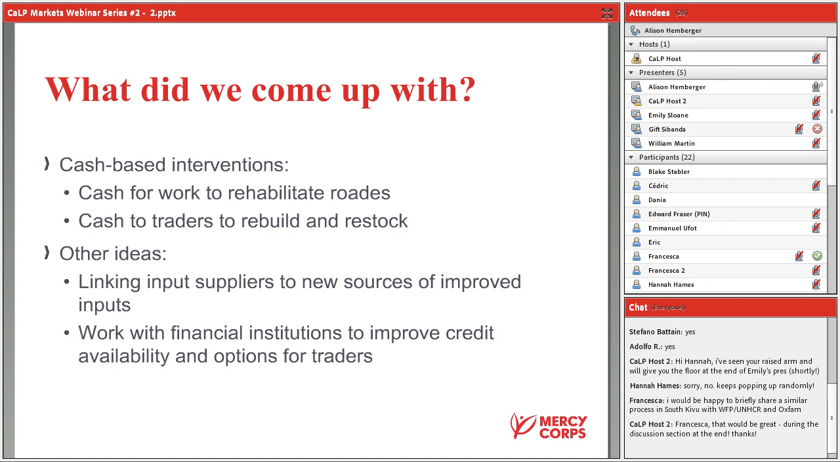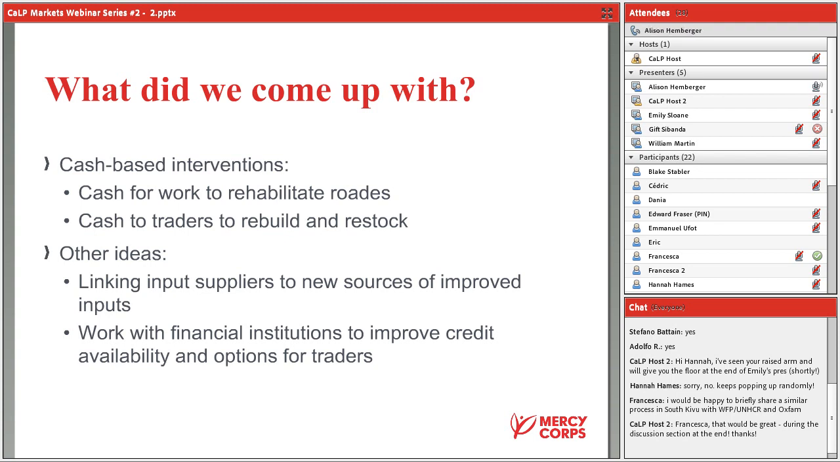Okay, so what did we come up with? This is just an example, by the way. There are lots of other response options. We have some more traditional responses, such as cash for work to rehabilitate roads or market infrastructure. Sorry for my typo. Cash to traders to rebuild and restock. That's becoming an increasingly common market support intervention.